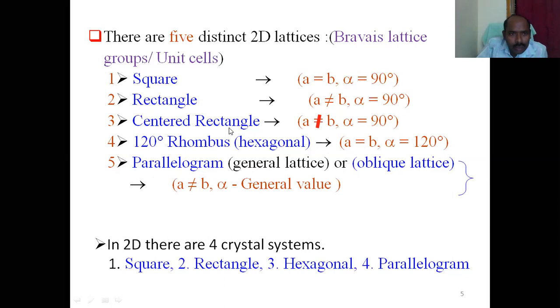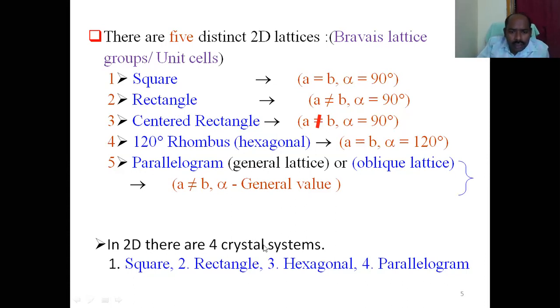Not only according to geometrical symmetry, it is also based on lattice points or which type of lattice. If we fill up the total plane with a type of lattice, that lattice is called a Bravais lattice. So here you will get a clear idea.